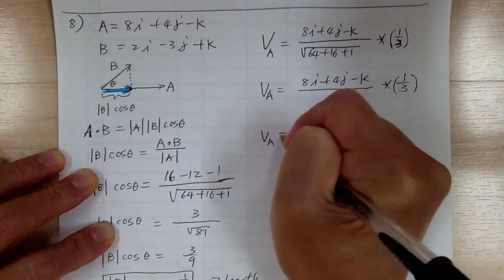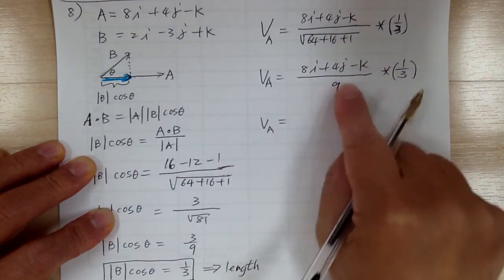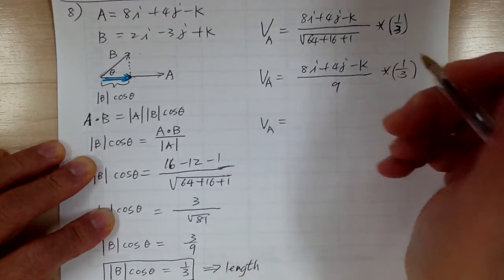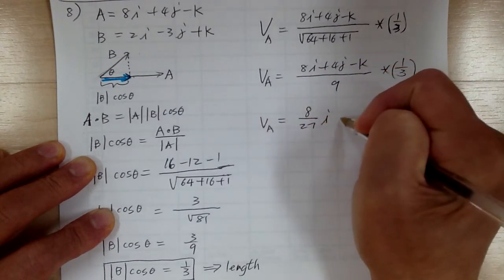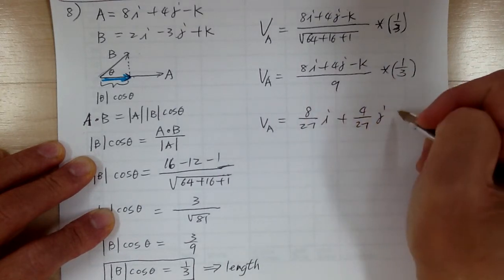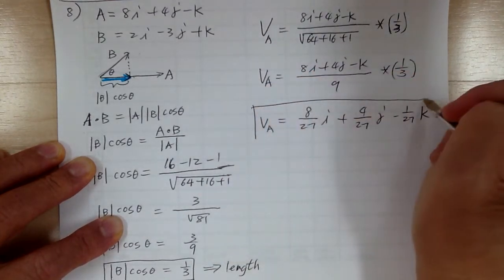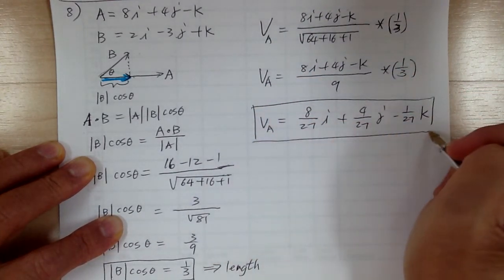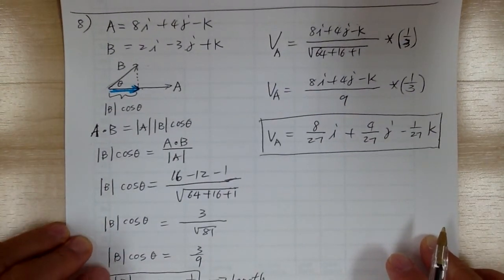So the vector projection in the direction of A will equal these. If you work it out, you're going to get 8/27 i plus 4/27 j minus 1/27 k. Okay, let's go to number 10.